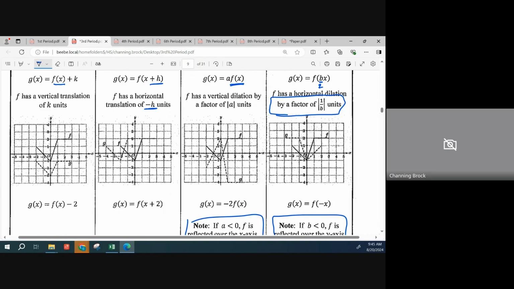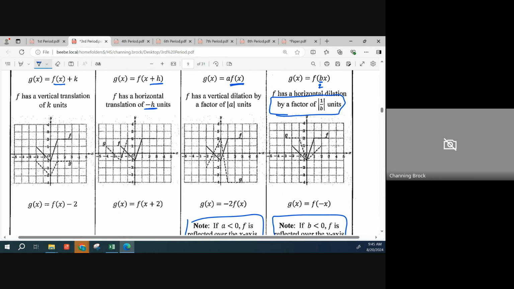And so when it's on the inside, whether it's a translation or a dilation, remember it's going to actually behave opposite of what we think it should. So if it was added, it's going to go left. If it's multiplied, it's not actually going to double the x values. It's going to half it or third it or whatever. And so anything on the inside is opposite. Anything on the outside behaves the way it should. So if we can remember that, then we'll be okay.